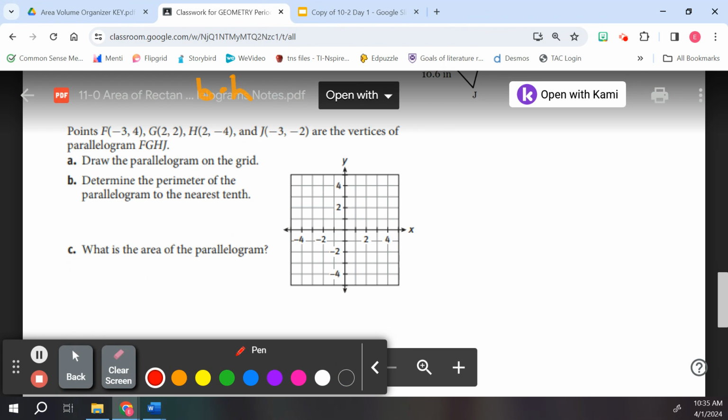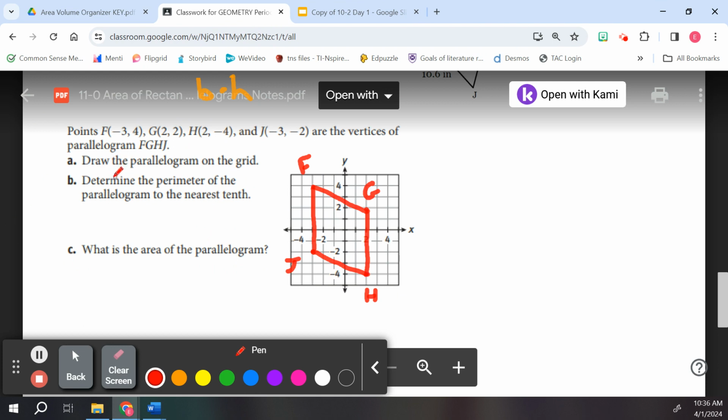Okay, guys. So if we plotted this, you should have something like this. Let's see. -3 up to 4. So there's F, G, 2, 2, H, 2, -4, and J, -3, -2. So here is our graph. And yes, on your test, you will have to graph these.